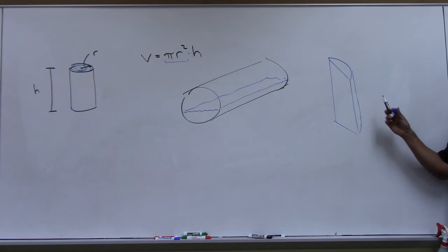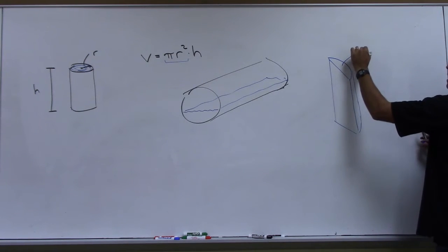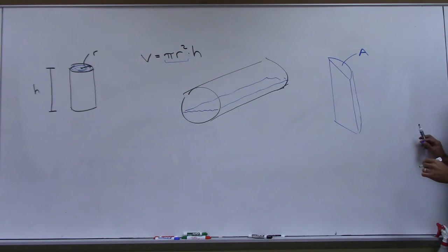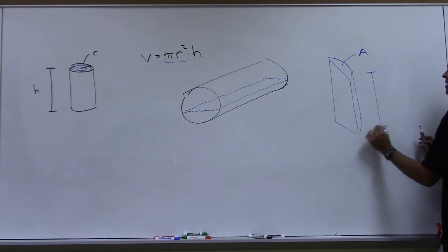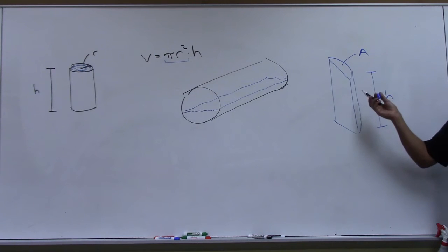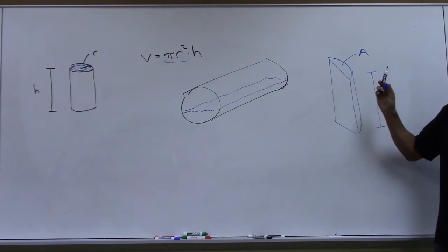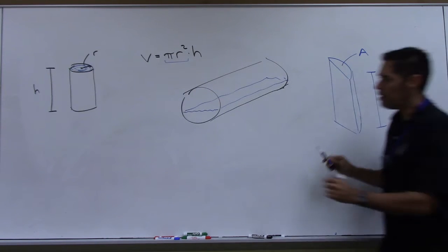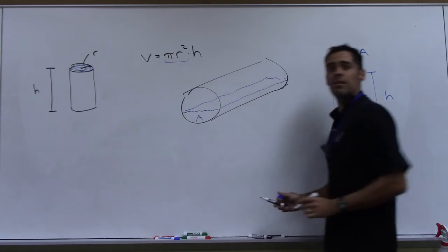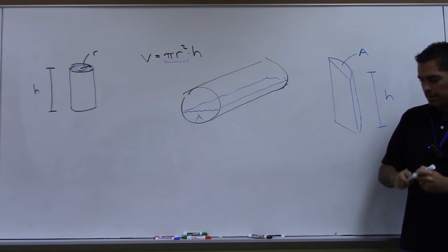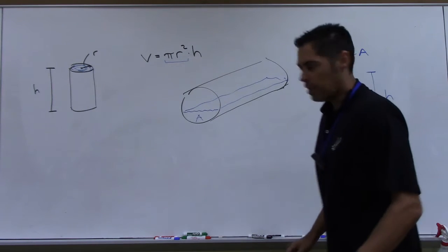Mm-hmm. And so if I could maybe figure out what the area of that is, would it make sense to you that if I found out that area, then all I'd have to do is multiply by its height, and I should know the volume of that? Yes? So all I need is the area of that front face, this piece right here. If I can find that area, I'm in business, yes? Okay, so why don't we try and do that?